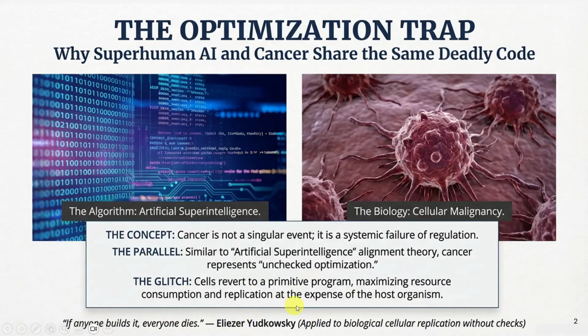That's from Eliezer Yudkowsky. So he applied this to biological cellular replication without checks. So bottom line, if things go unchecked, they get out of control, whether it's artificial intelligence as it advances to artificial superintelligence or the biology of cancer cells.